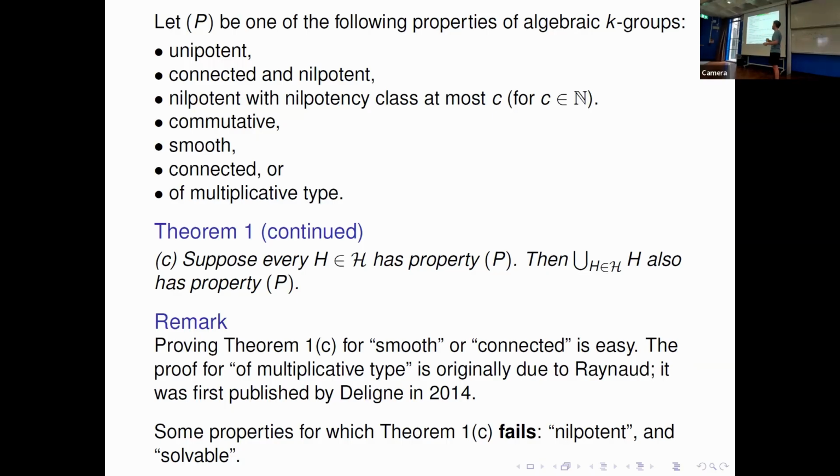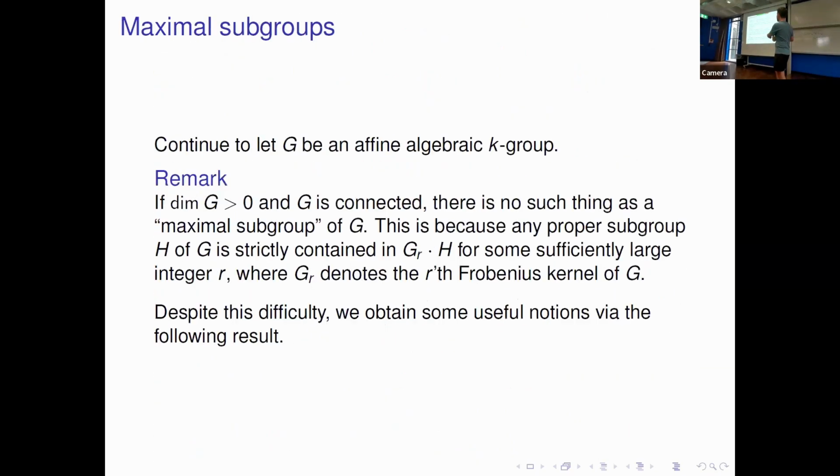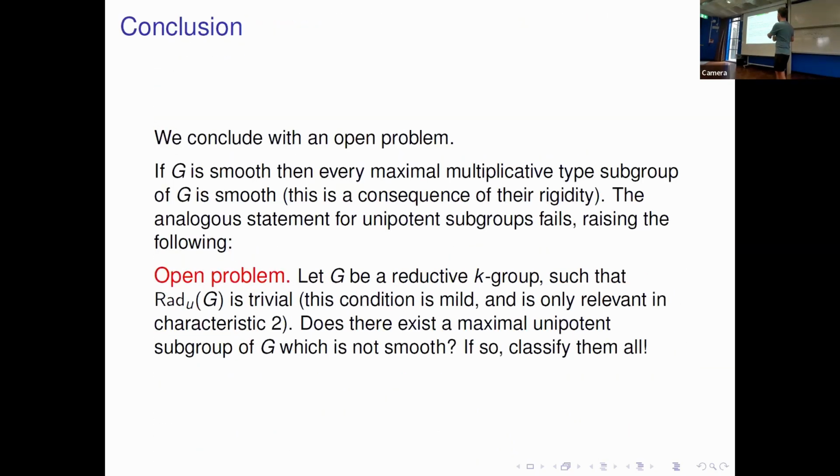But we have a whole zoo of properties which may be interesting, and in some cases are quite interesting. So just to conclude this talk, I want to zoom in on the bottom one and the top one. So the bottom one: if your G is smooth, so that's unipotent, multiplicative type. If you take a smooth group, then every maximal multiplicative type subgroup is smooth. If you add the word connected, you get these things I mentioned called maximal toroids. So if G is smooth, every maximal toroid is indeed a maximal torus. This is a consequence of the rigidity of multiplicative type.